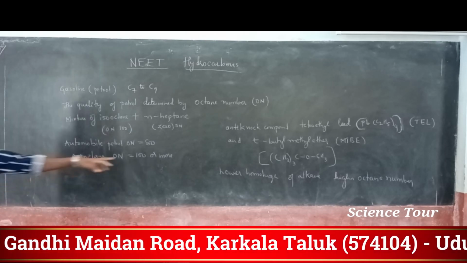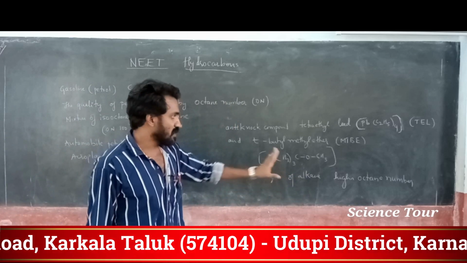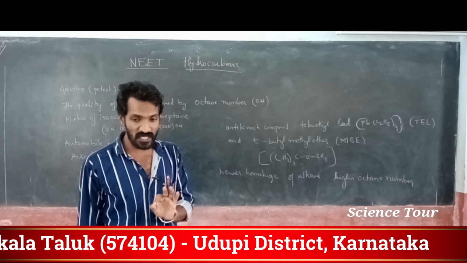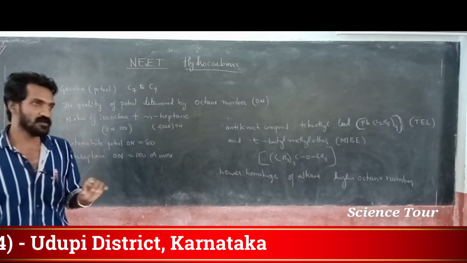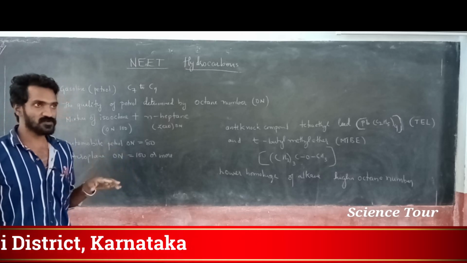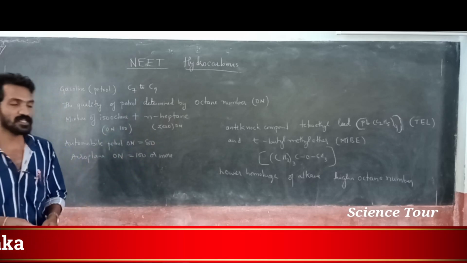And lower homologue of alkane, that means lower chain of alkane, has higher octane number. Remember, lower chain of alkane, higher octane number. Homologue means number of carbons, 1 carbon, 2 carbon, up to 10 carbon. The lower the number of carbons in the alkane, the higher the octane number.